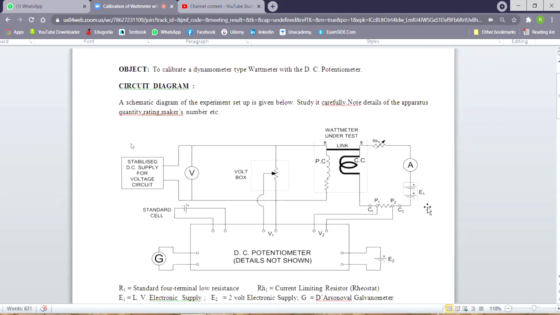But the capacity of the low voltage source will be sufficient to deliver the rated current of the current coil. For our wattmeter, if the rated current is 5 ampere, our low voltage source E1 should be capable of delivering 5 ampere through the current coil easily. Now the actual value of current can be controlled by a rheostat present in the circuit.